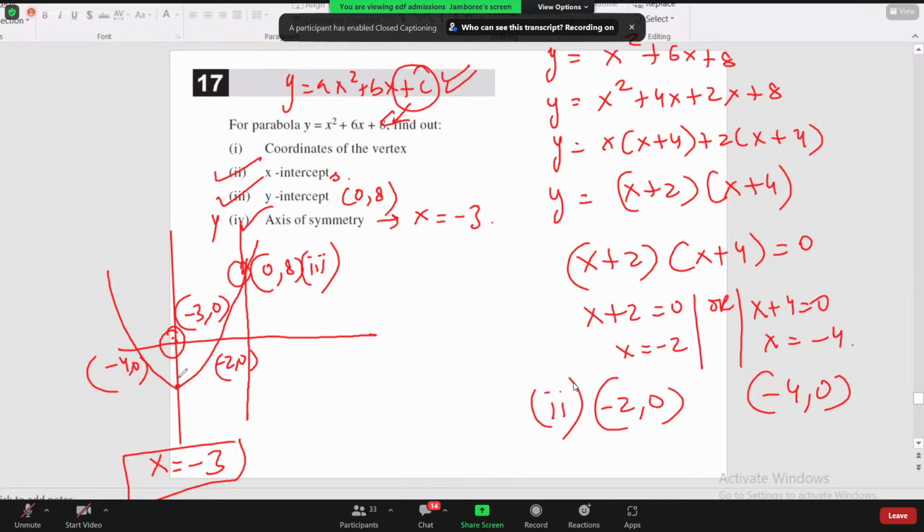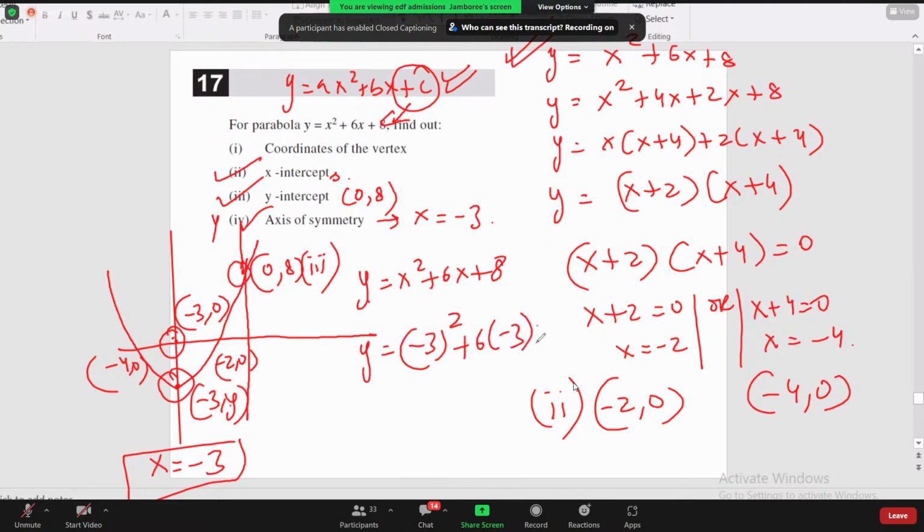If this line has the equation x equals to minus 3, then the coordinates of the vertex will definitely be minus 3 comma y. That means the x coordinate will be minus 3 and we need to figure out the y coordinate. We know that the quadratic function is y equals x squared plus 6x plus 8. So herein, I just need to plug in the value of x as minus 3 and find out the value of y. It will simply be minus 3 whole square plus 6 into minus 3 plus 8.